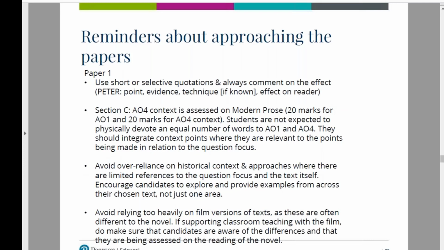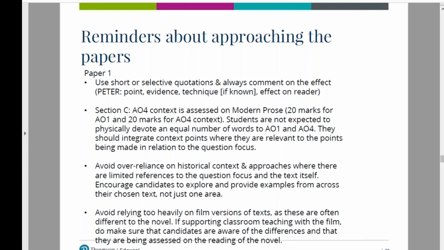So on paper 1, do use short or selective quotations and always comment on the effect. It is common for students under pressure to suddenly start writing very long quotes, and to have a long quote and not really say very much about what the writer is doing with the technique that they've pointed out. On section C, AO4 context is assessed on modern prose.